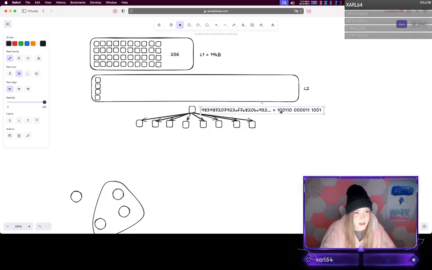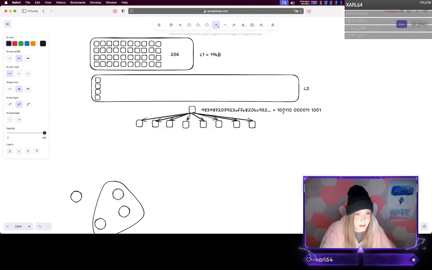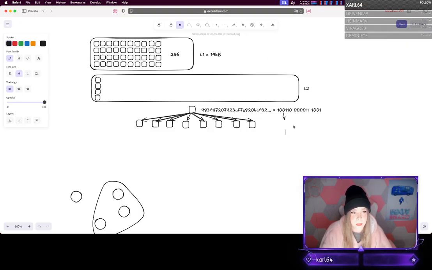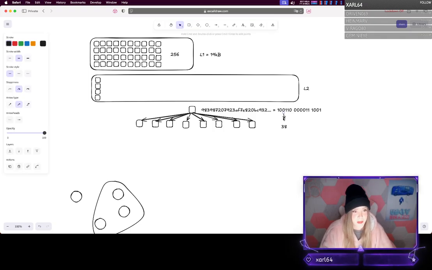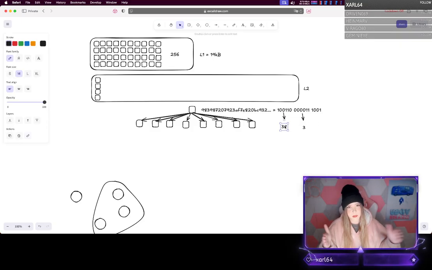That'd be 32 plus 4, 36 plus 2 is 38. Okay, so that would fall under bucket 38. And then the next one would fall under bucket 3. And this one, I didn't finish filling out the bits on, but it would fall into whatever bucket it falls under. So that basically gives you the segment of paths.